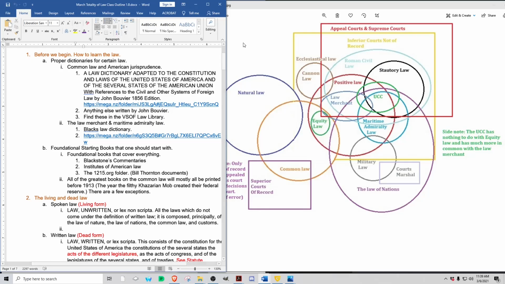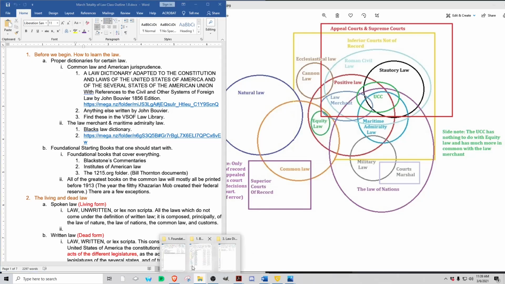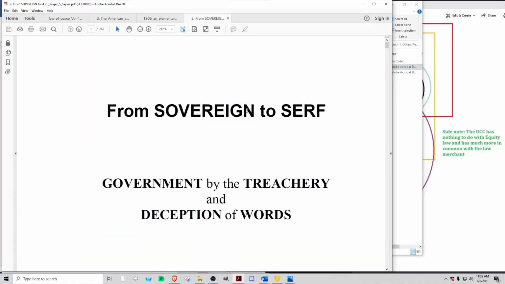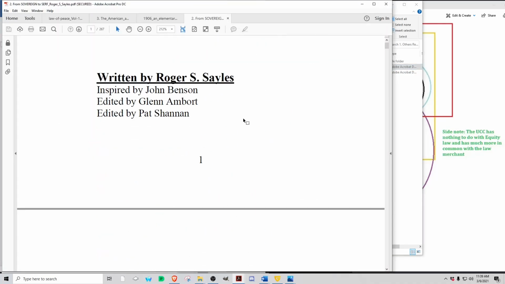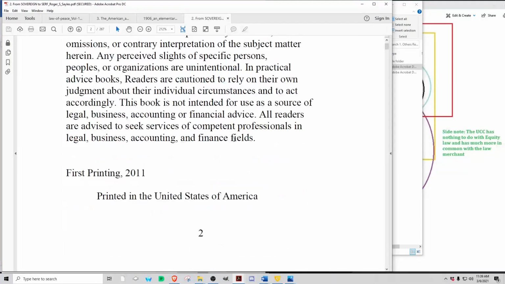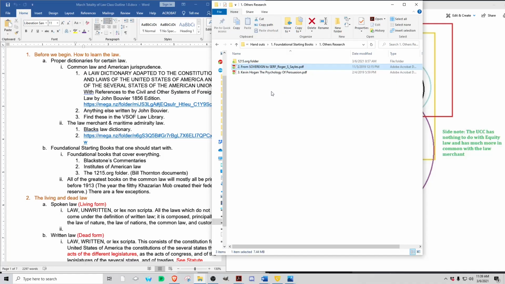Oh, one more thing I was going to show you guys, if you want, in other research, there's 2 other books in here, which I highly suggest you take a look at. One is From Sovereign to Serf, Roger S. Sales. I don't know when this was done, 2011. So it's 267 pages. And this has been a slow boil of the frog, right? So that's a good one to read.